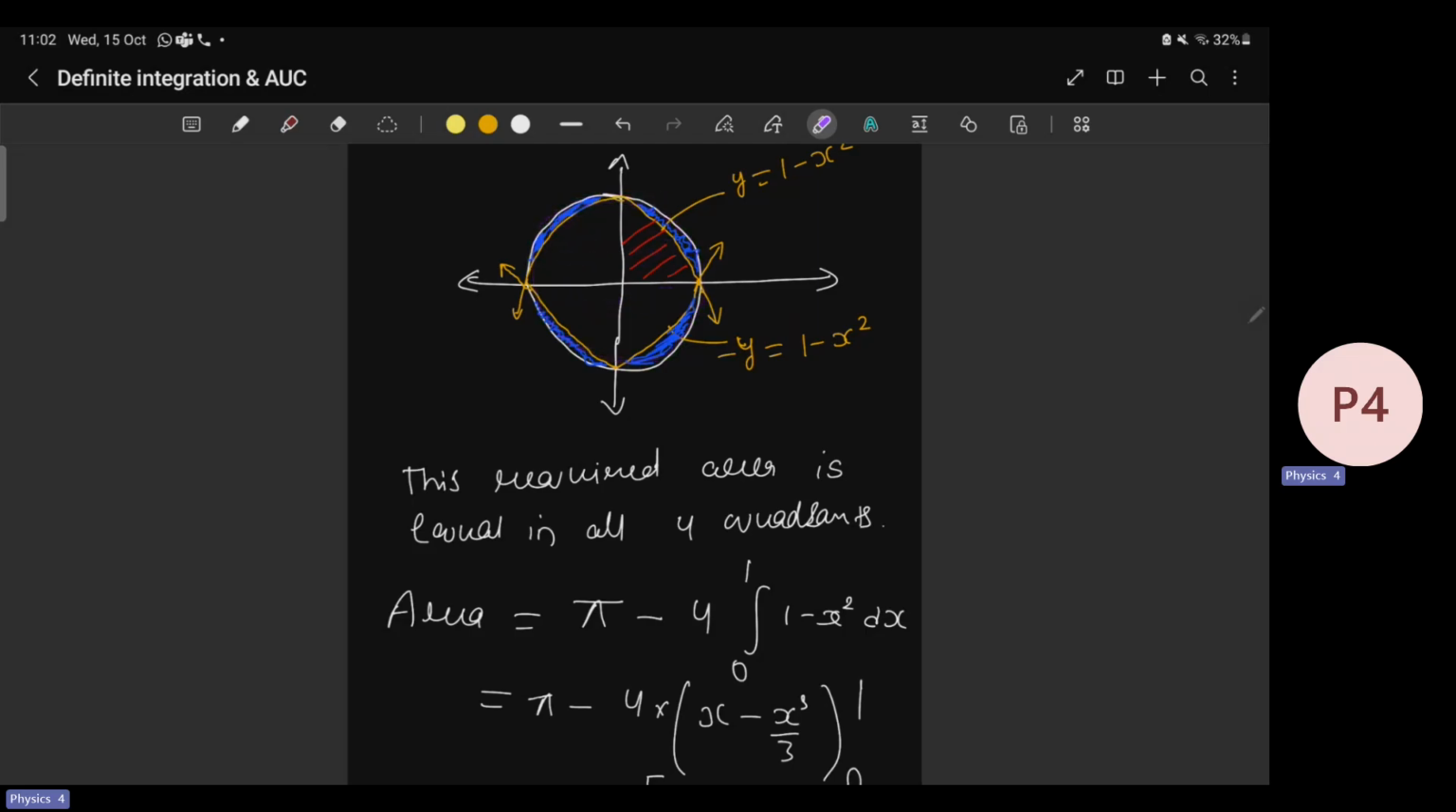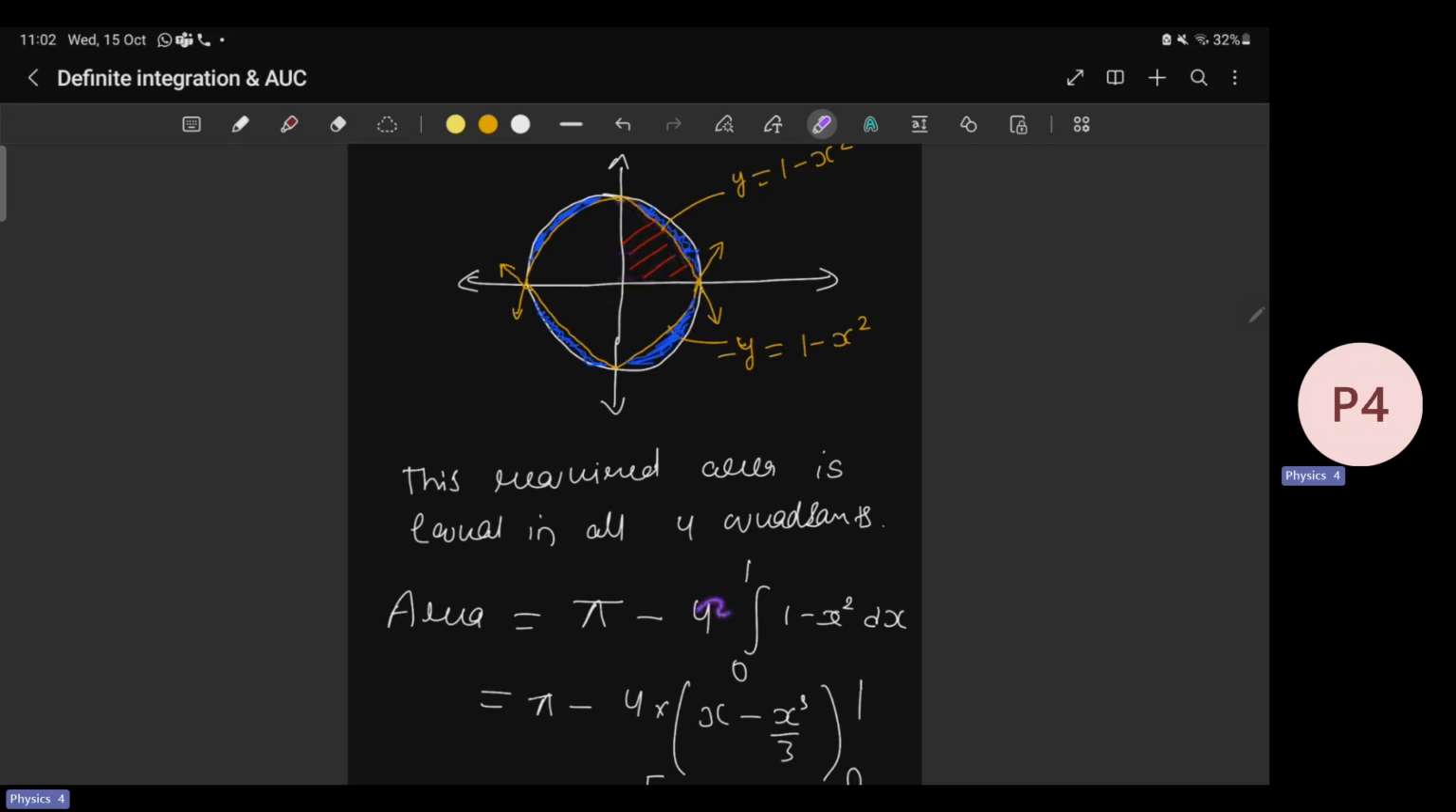The area of the whole circle is pi r square, and the radius is 1. So the area is pi minus 4 times this area alone, this red one. This can be found by integrating y equals 1 minus x square from 0 to 1, and multiplying it with 4, we will get this.